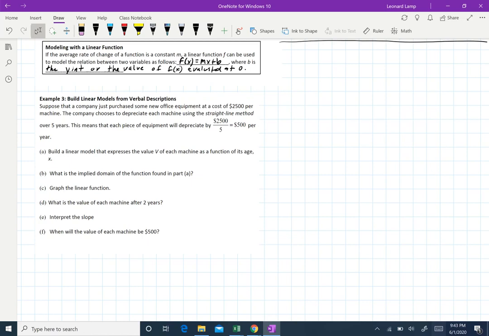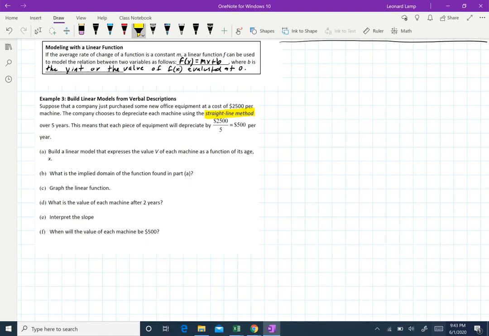It says build a linear model from the verbal description. Suppose that a company just purchased new office equipment and it costs $2,500 per machine. The company chooses to depreciate each machine using a straight line method. So they're just telling you, hey, we need you to find an equation of a line that represents this, straight line method, over the course of 5 years. This means that each piece of equipment will depreciate by $500 per year.